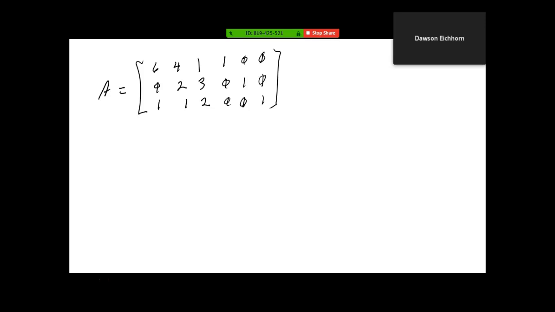So what would you do first? What's the first thing you want to happen? You could swap row 1 with row 3. Absolutely, yeah. I'm not going to do the fancy writing, I'm just going to do it like this, okay? So this would become, now this is no longer A, but we'll worry about that later. This becomes 1, 1, 2, 0, 0, 1.